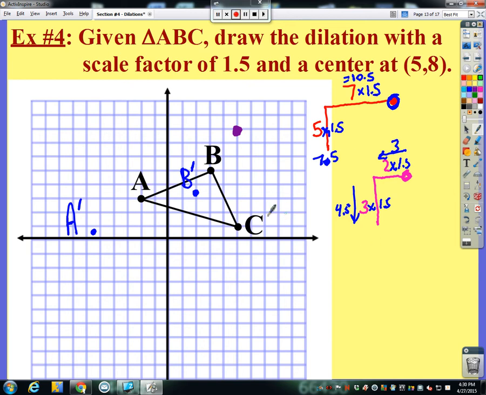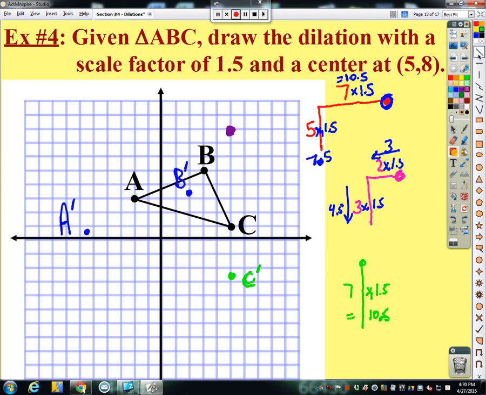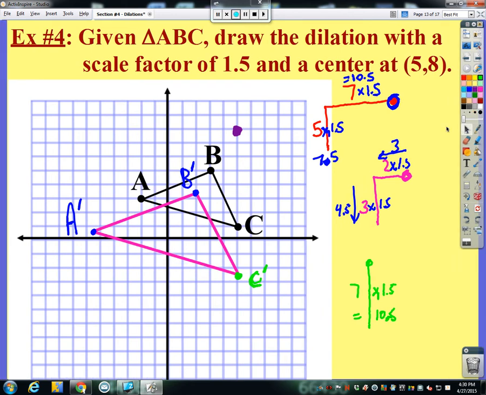For C, I really just needed to move down, I believe it was 7. So if I move down 7, again, I need to multiply that by my 1.5 scale factor, which is 10.5. So basically just move down 10.5 from the center, from the dilation. So there was 7, 8, 9, 10.5, and there's C prime. Now I can connect together my A prime, B prime, B prime, C prime, C prime, back to A prime, and I've got the same picture that I had before.